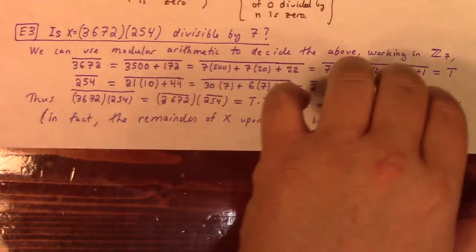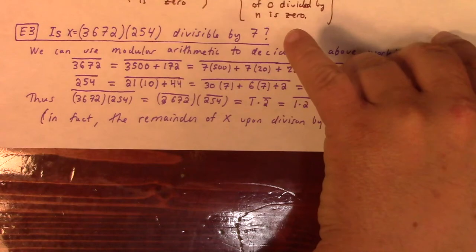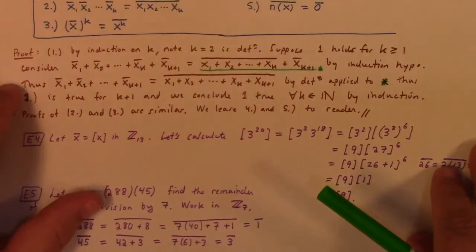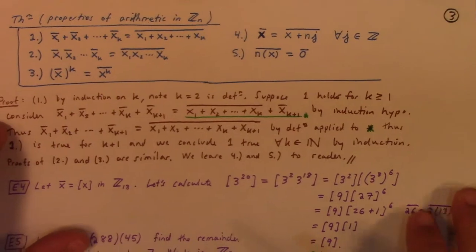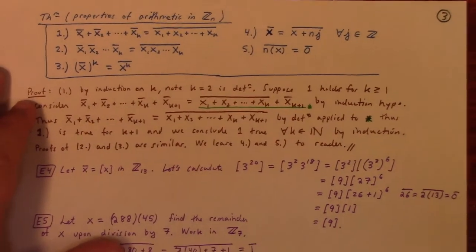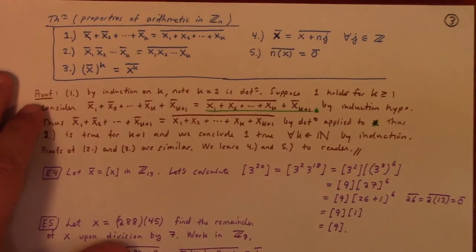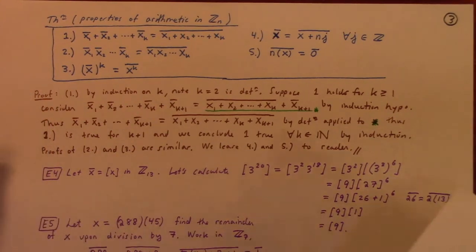So, all right. Now I've been using some properties of arithmetic. I haven't really formally stated them yet. So let me behave and not put the cart before the horse any more than I should. So here are the properties of arithmetic in Zn.